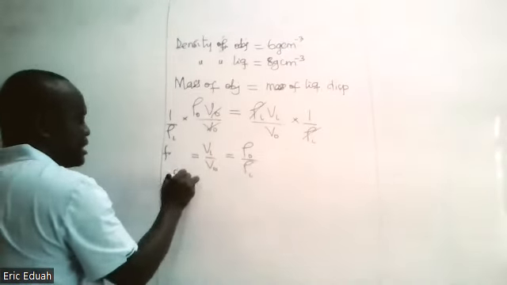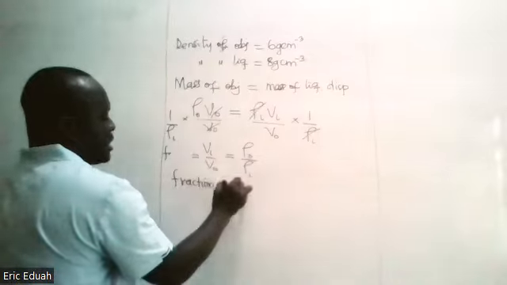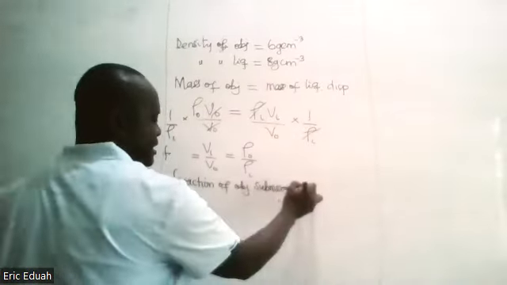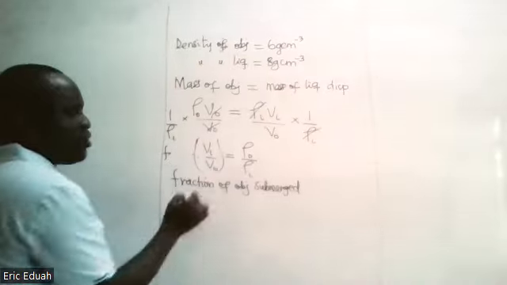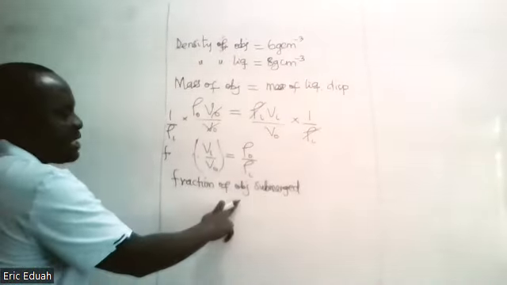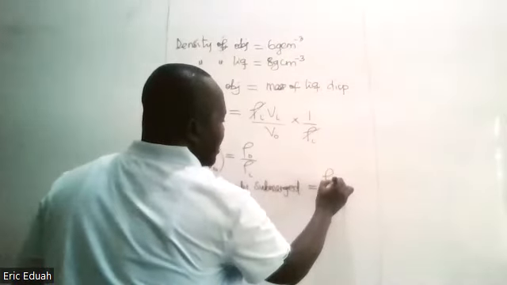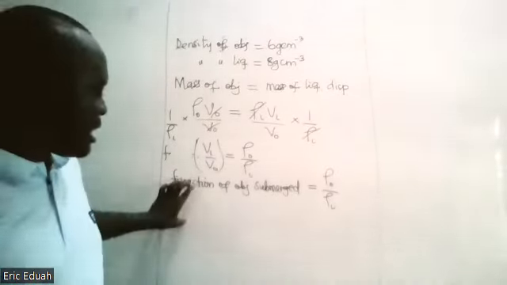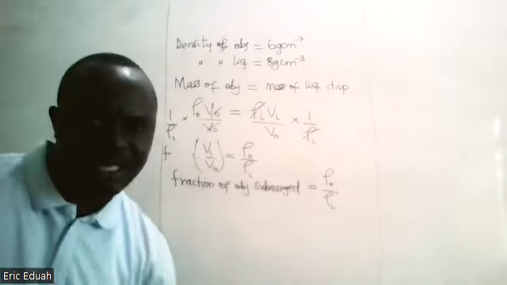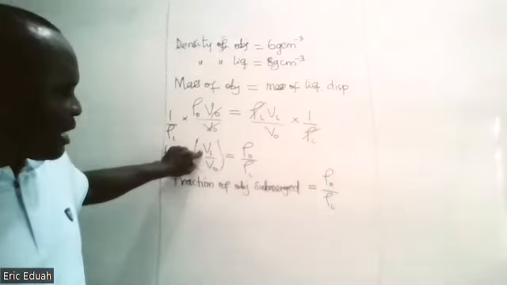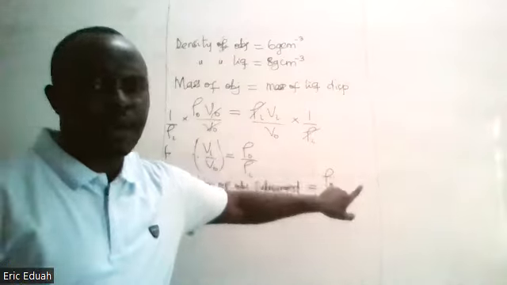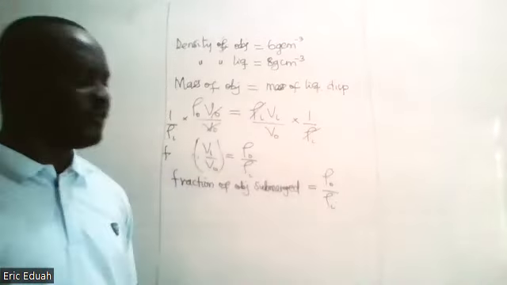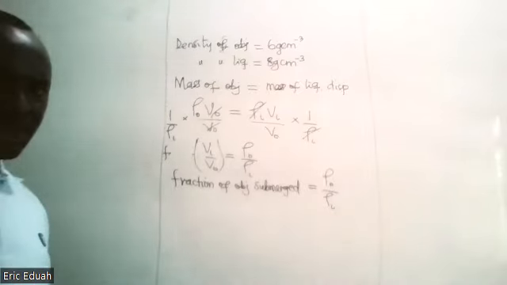And this ratio of volume of liquid displaced over volume of object is equal to the fraction of the object submerged, which is equal to rho O over rho L. So all that we are saying is that the fraction of the object submerged in a liquid, which is VL over VO, must be equal to rho O over rho L, the density of the object divided by the density of the liquid.